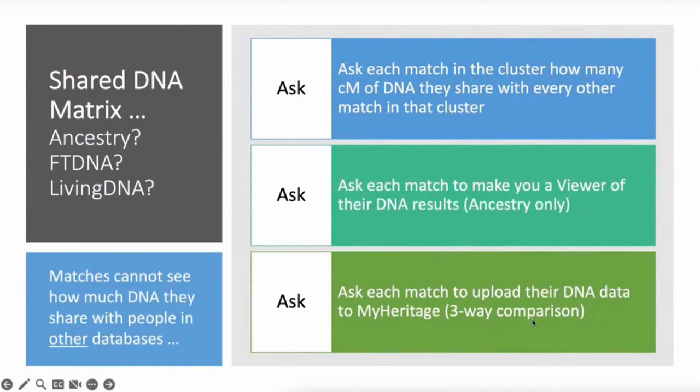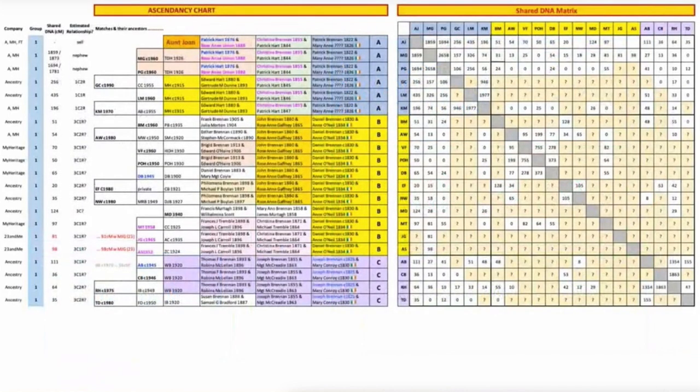You can also ask each match to upload their DNA to MyHeritage so that you can do the three-way comparison yourself, or they can do it for you. The interesting thing about this is that matches cannot see how much DNA they share with people in other databases, unless, of course, they have a presence in those databases. So if they're only on MyHeritage, you're only going to see how much DNA they share with people in the MyHeritage database.